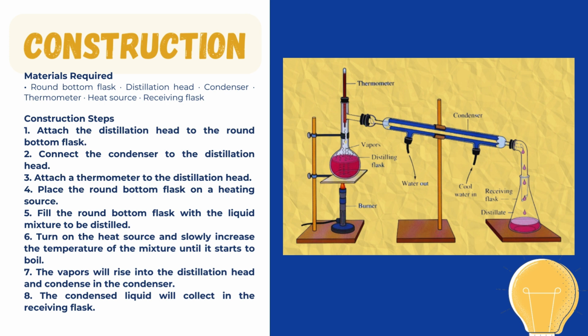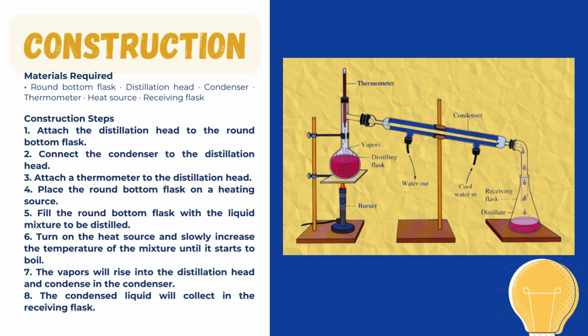After filling, turn on the heat source and begin heating slowly, gradually increasing the temperature of the mixture. We should also keep a close eye on the mixture until it starts to boil, and as the mixture boils, vapor will rise into the distillation head. After the rising of vapor comes the condensation part. The vapor will then condense in the connected condenser, and the condensed liquid will ultimately collect in the receiving flask. So guys, this was a brief on the construction of simple distillation.